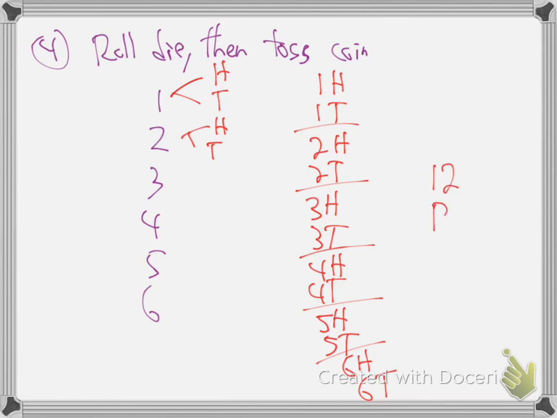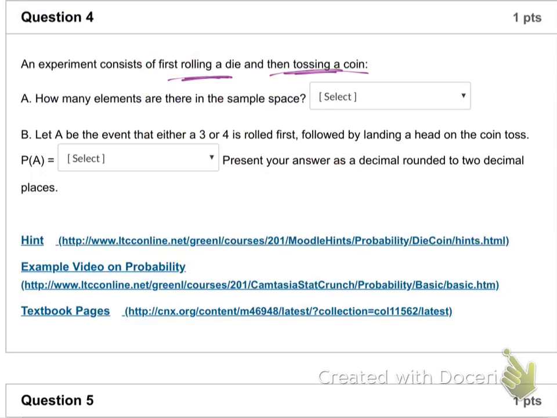There's 12 possible things that can happen. In other words, it's 6 times 2. So now you just multiply those together. 6 times 2 is 12. So how many elements in the sample space?